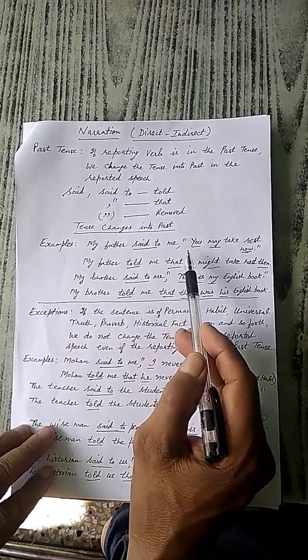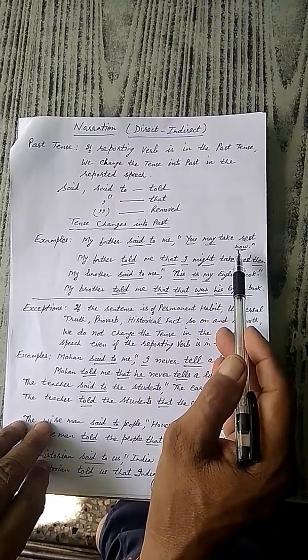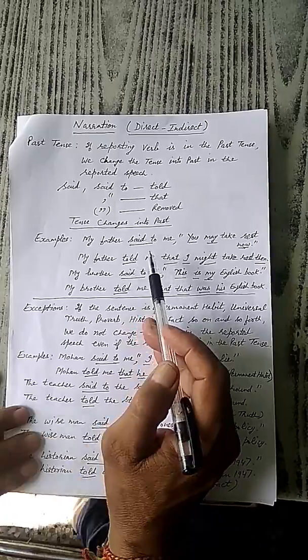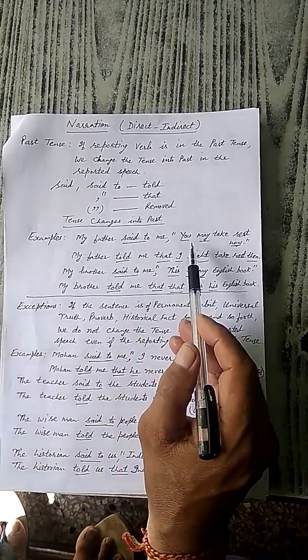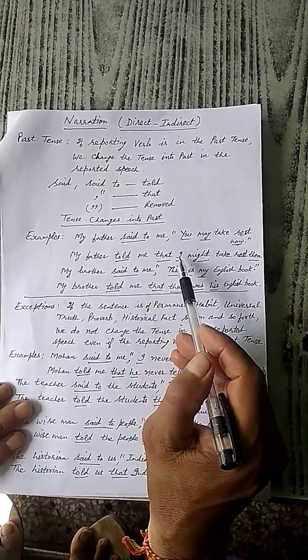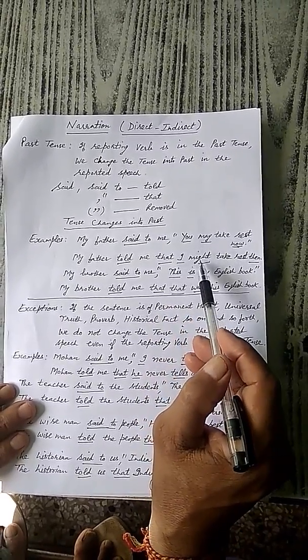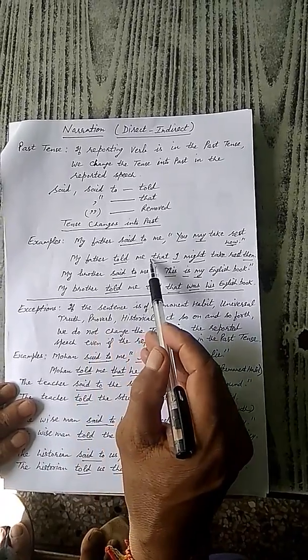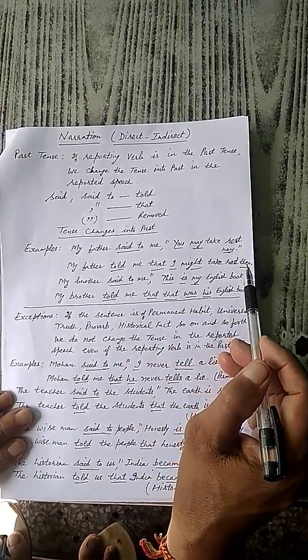Examples. My father said to me, you may take rest now. In place of said to, told. My father told me that. Second person into object, me, I. May into might. Take rest now into then. My father told me that I might take rest then.